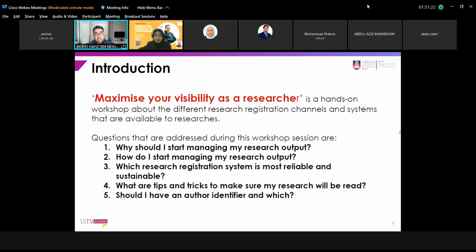So this is something we can try to avoid if we know what we should do in the early stage as a researcher. We should also know which registration systems are reliable and sustain our profiles for long-term purposes. There are also a few tips and tricks available to enhance your visibility and at the same time your citation counts. And there are a lot of author identifiers, so which type of author identifier should I focus on? These are the questions that we are going to answer in today's session.